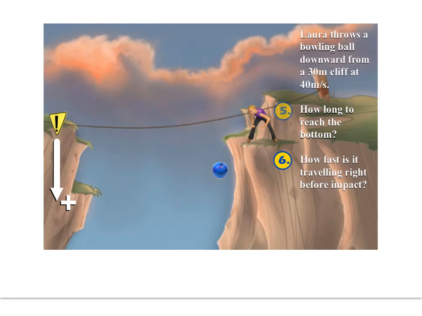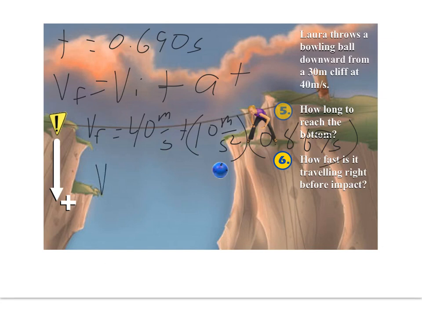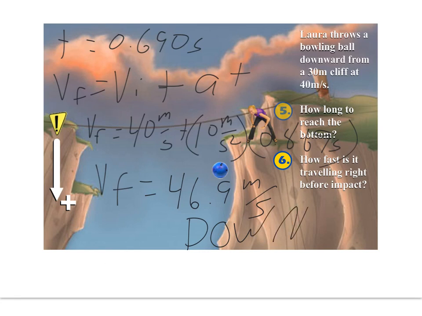And finally, we're asked to solve for how fast the ball is going to be traveling right before impact, when we now know that the time to get there is 0.690 seconds. So just like before, we're going to apply ultra mega equation number 1. v final is equal to v initial plus acceleration times time. So how fast is it going when we throw it downward at 40 meters per second? And gravity is going to speed us up, moving downward at a rate of 10 meters per second squared, times 0.690 seconds. And so just solving this last one, we'll find 46.9 meters per second. And notice again that this is down.